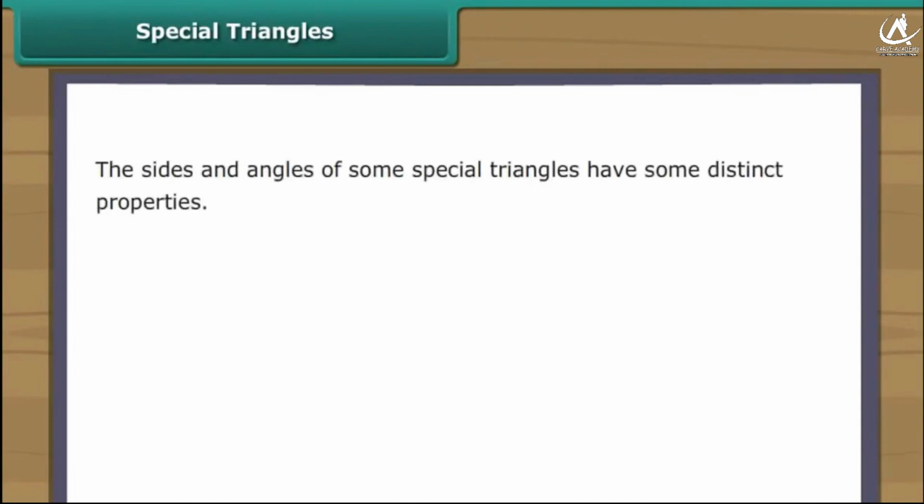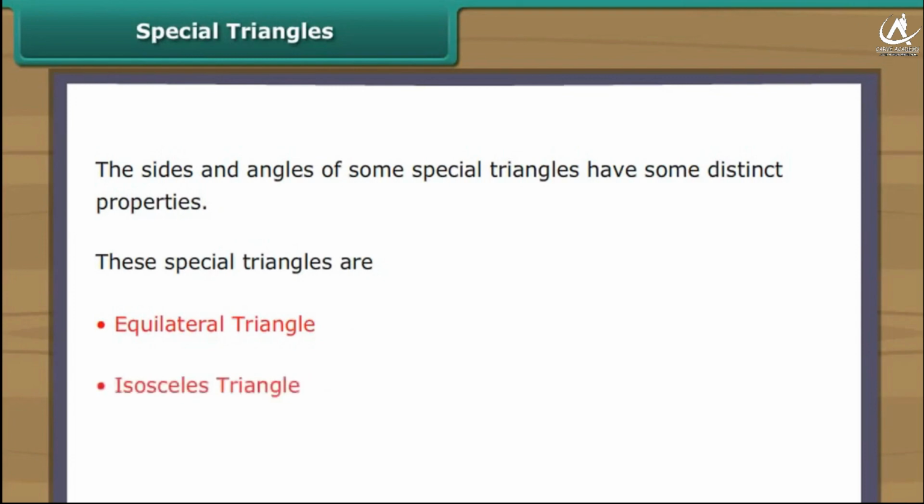Special triangles. The sides and angles of some special triangles have some distinct properties. These special triangles are equilateral triangle, isosceles triangle, and right-angled triangle. Let us learn about them.